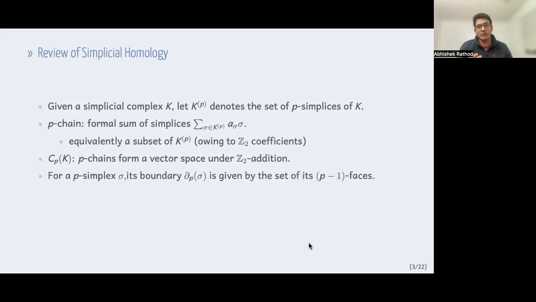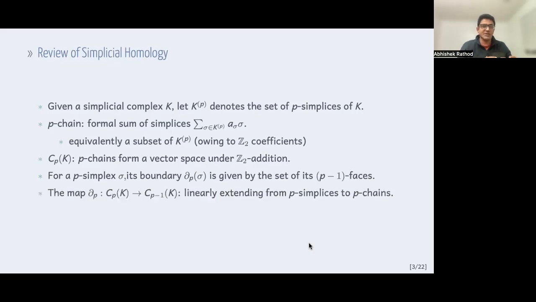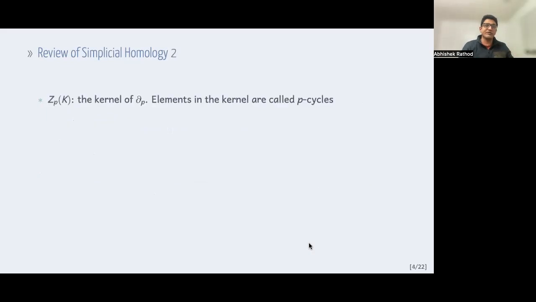Next, we define the boundary map. So to begin with, for a p-simplex sigma, its boundary partial p sigma is given by simply its set of p minus 1 faces. Now the boundary map is then linearly extended from p-simplices to p-chains, and this gives a vector space homomorphism from the p-chain group to the p minus 1 chain group. So continuing from the previous slide, we've already defined what partial p is, or boundary p is.